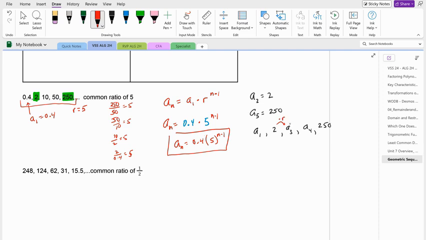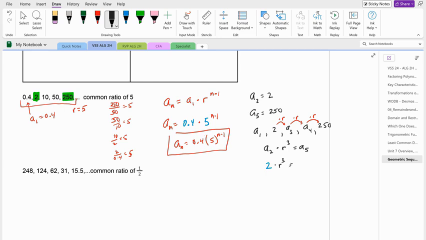And so what we can see from writing it out this way is if I multiply the second term by r, I get a sub 3. Multiply the third term by r, I get a sub 4. Multiply the fourth term, and I will get a sub 5. So what we see then is that the second term, a sub 2, multiplied by r to the third power will equal a sub 5.